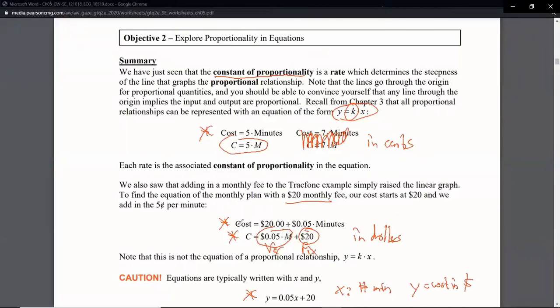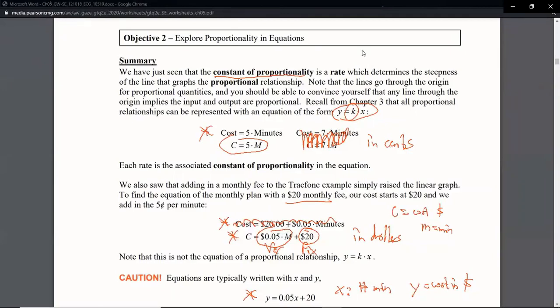At least by using C and M, there are hints as to what they are, but I would still love it if someone wrote somewhere that this C is the cost in dollars and that M was the minutes. I know it feels less necessary, but you never know what'll happen when you want to look at your notes a year from now or 2 years from now, and all you see is C equals 0.05 M plus 20, and you go, well, what the heck was M? What was C? I don't even know.